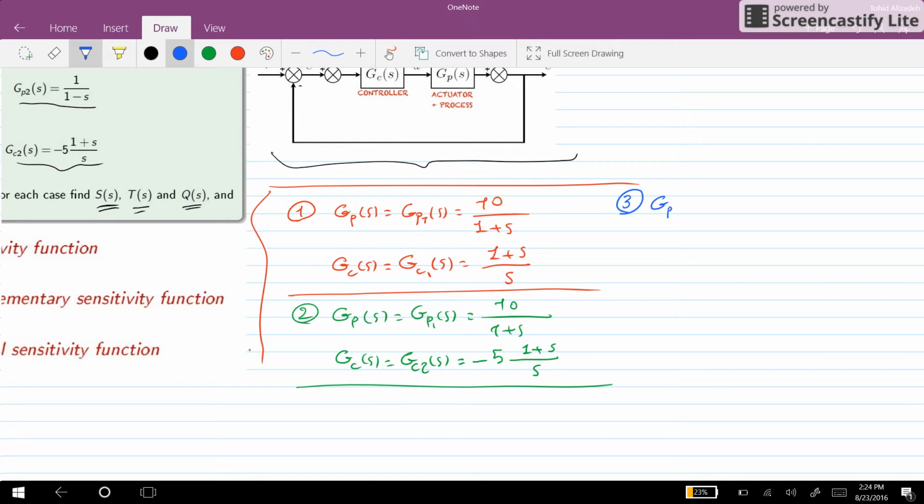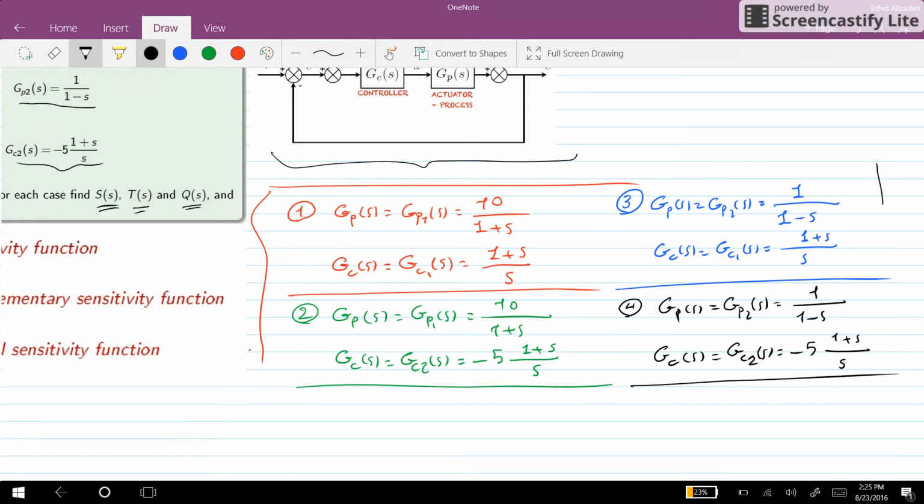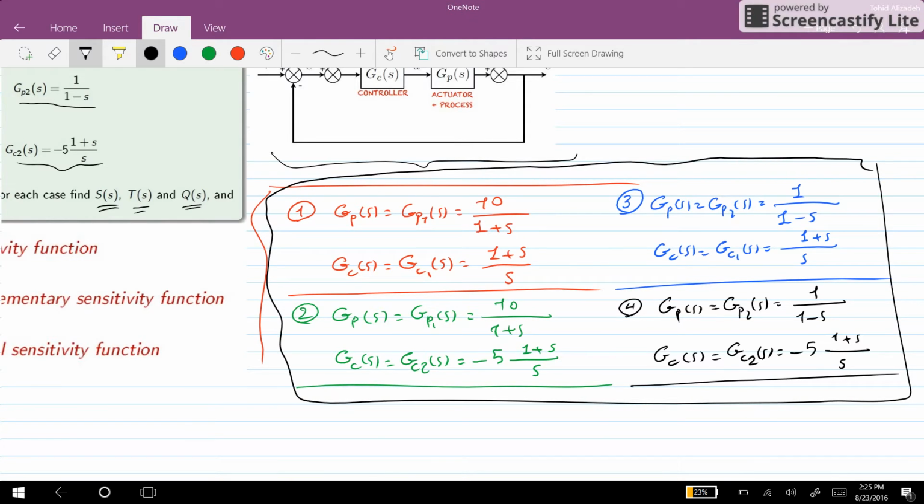For case 3, GP will be GP2, which is 1 over 1 minus S, and GC will be equal to GC1, which is 1 plus S over S. And finally, for case number 4, GP will be equal to GP2, 1 over 1 minus S, and GC will be GC2, which is minus 5, 1 plus S over S. So these are our 4 cases that may happen. I will start from the first case.